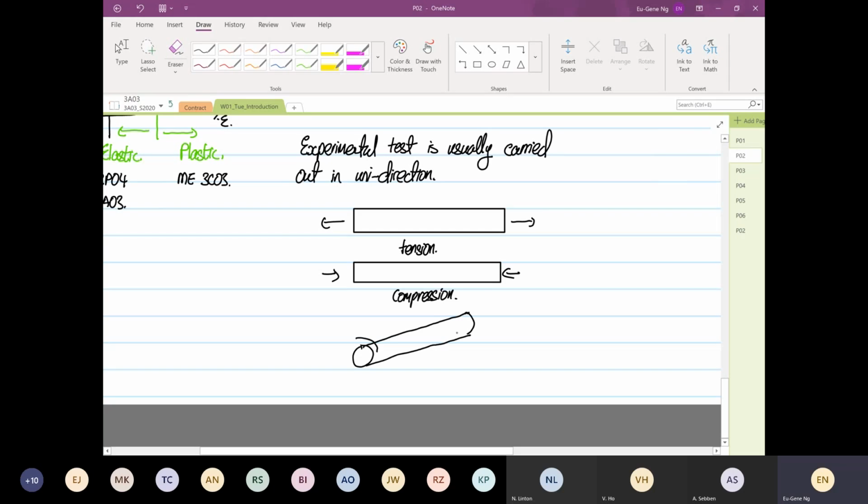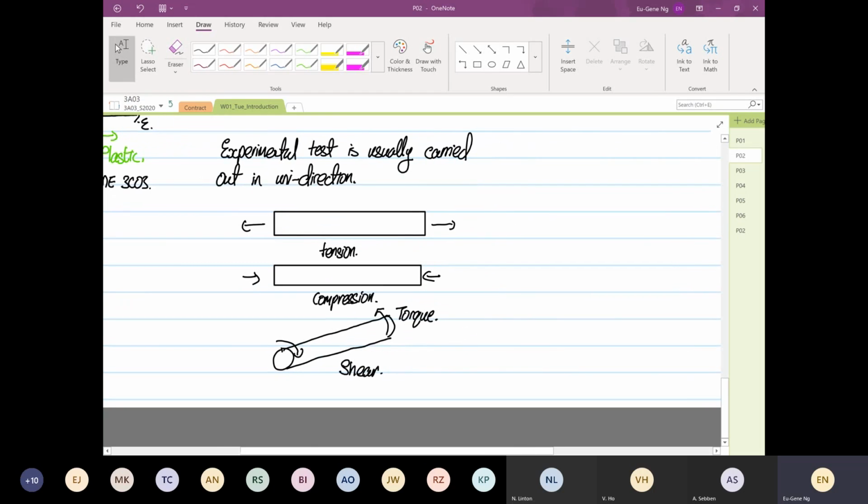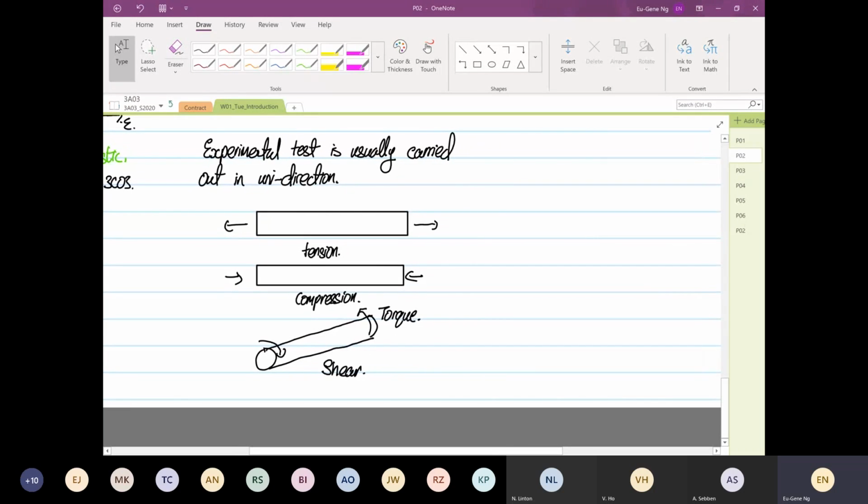And when you apply a torque, this can be in shear. So to relate this with the formula, we know that stress is equal to force, these are all P. For both of them, normal stress is equal to force P divided by area. For this case, the shear stress is equal to TR over J, which you have learned from 2PO4. So it's the torque multiplied by radius divided by the polar moment of area. You get your shear stress.